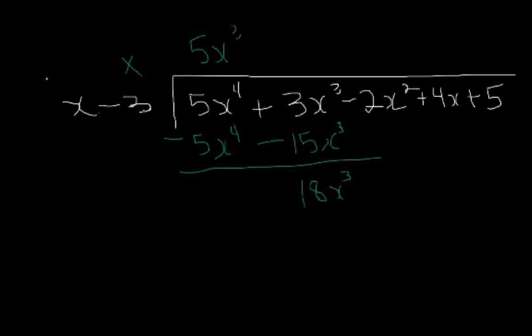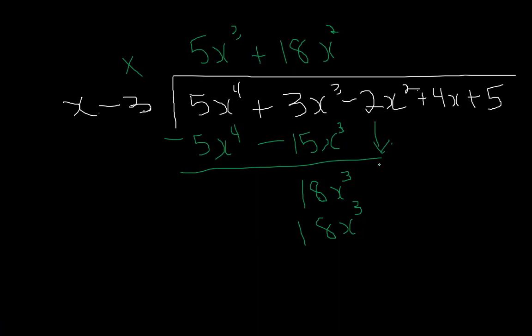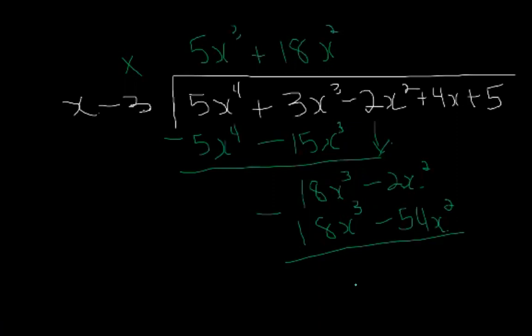Continue the process. X into 18x cubed, that's plus 18x squared. 18x squared multiplied by x gives me 18x cubed. Oh wait, I didn't bring it down. You want me to bring it down, right? I'm just using the same color, but if you want me to switch the colors, just let me know. 18x squared multiplied by minus 3 gives me minus 54x squared. Remember, we are always subtracting them. 18x cubed minus 18x cubed is 0.